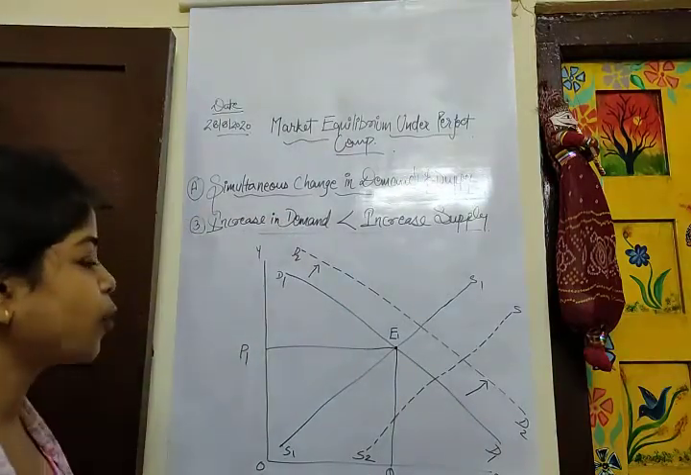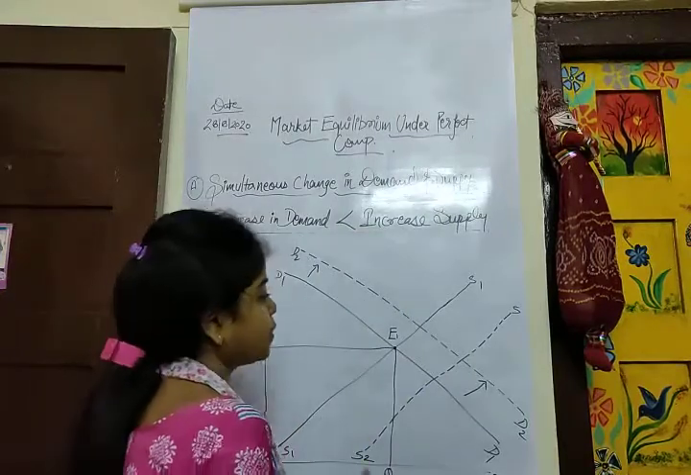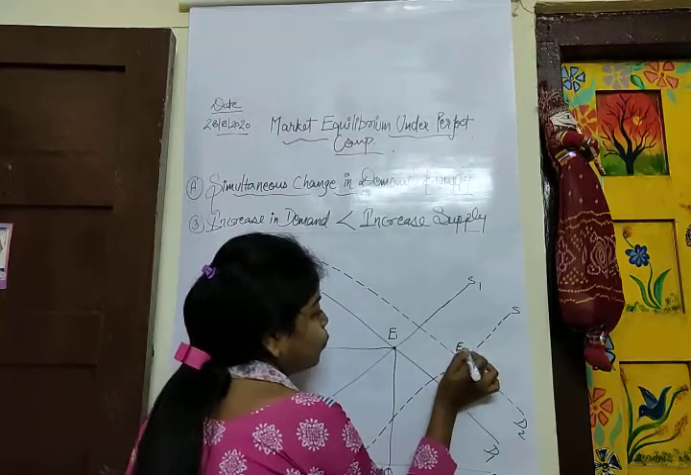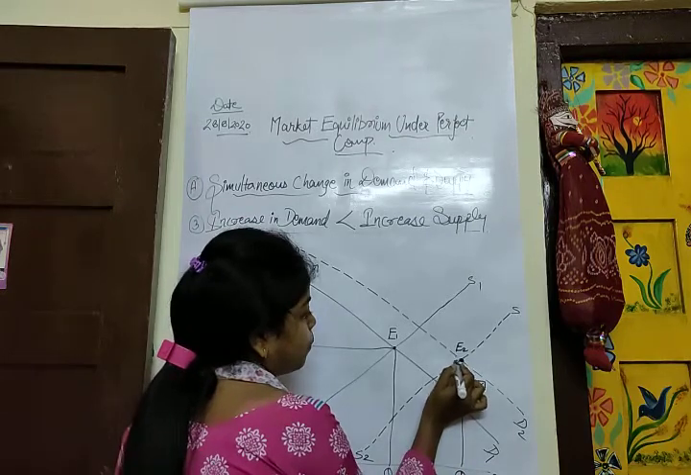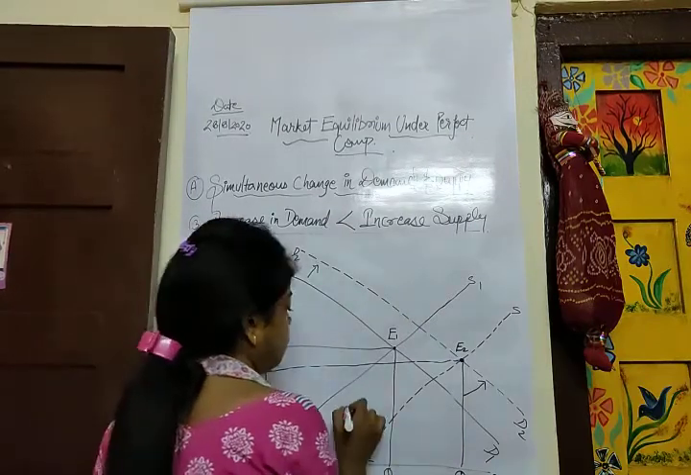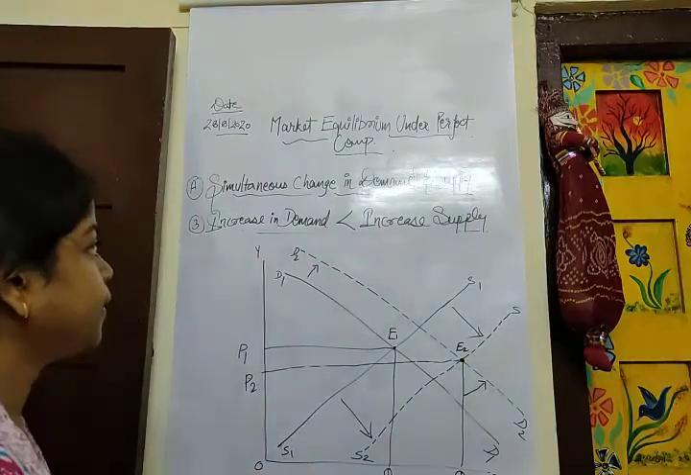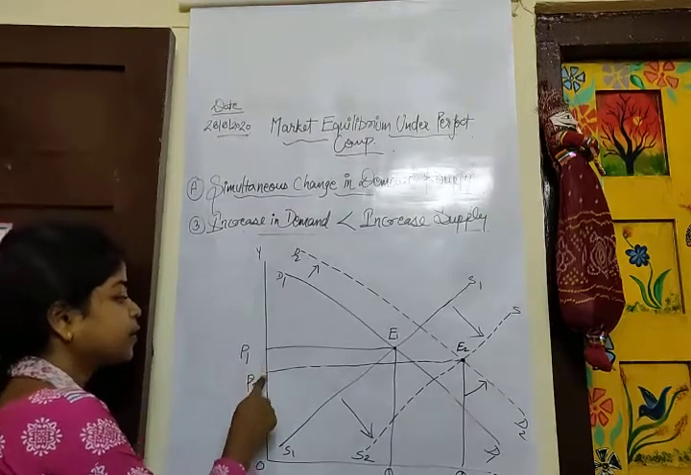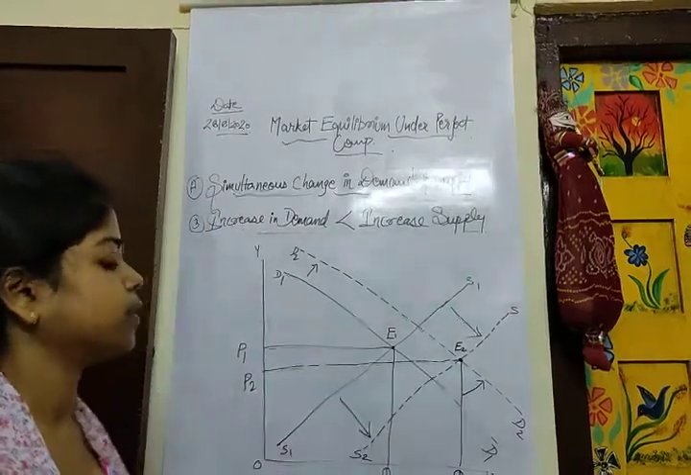So the next intersection point is easily visible because of the dotted line. Otherwise we have to wonder where it is. Okay. So the next intersection point is this. It is E2, this is Q2, and this is the price P2. It means when the increase in supply is greater than the increase in demand, the price decreases and the quantity increases, and the next equilibrium point is this.